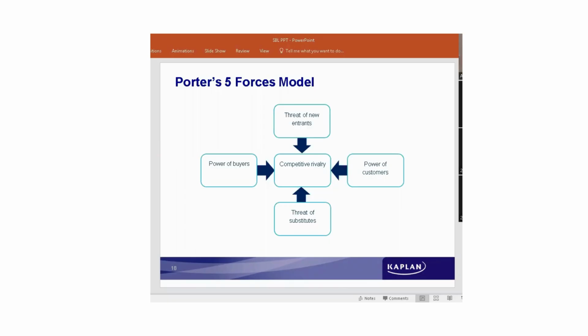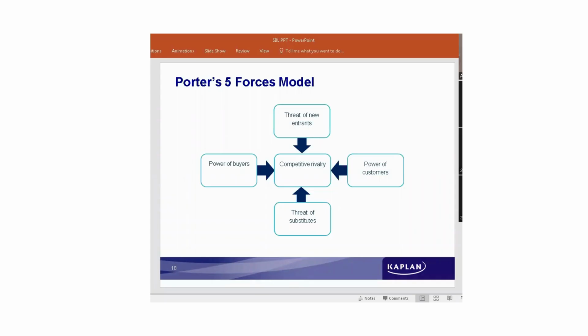So first he says that there is a threat of new entrants. That's the first threat. The second threat is about the extent of competitive rivalry present among the competitors in the market. Each one of these competitors can act as a threat to the others. That is competitive rivalry.